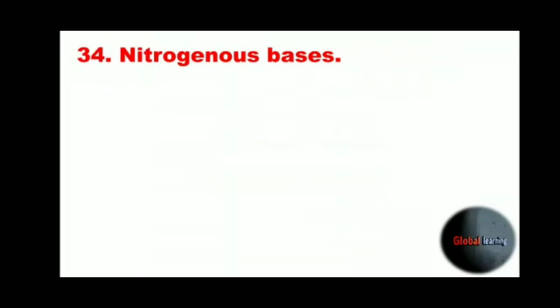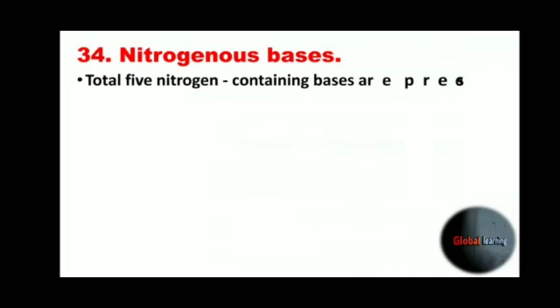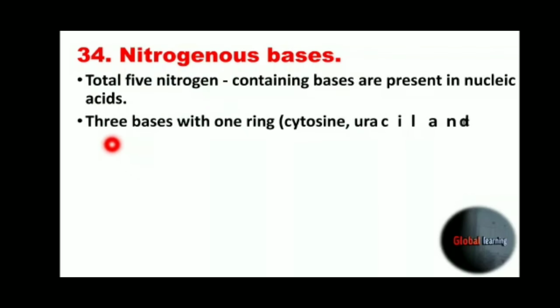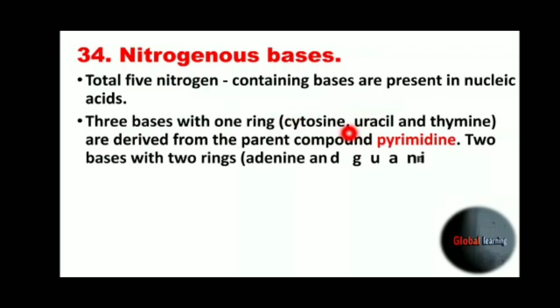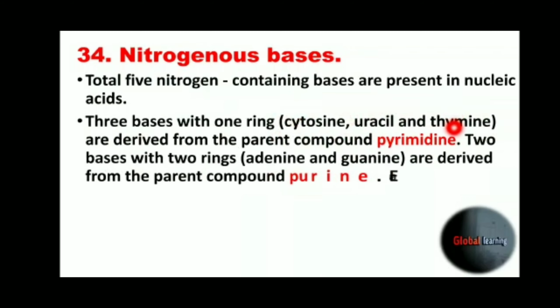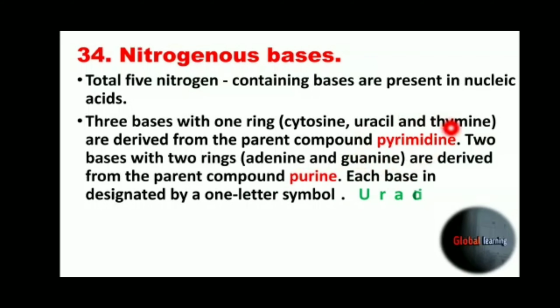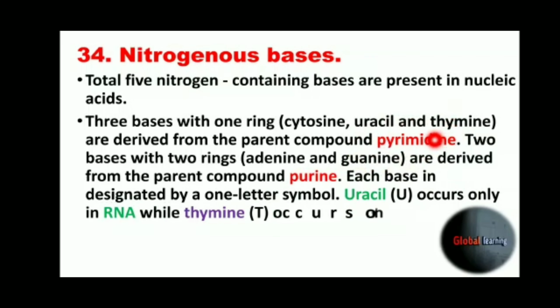Nitrogenous bases. There are 5 nitrogenous bases. A total of 5 nitrogen containing bases are present in nucleic acids. 3 bases have 1 ring: cytosine, uracil and thymine, which we call pyrimidines. And the 2 ring structures are adenine and guanine, which we call purines.